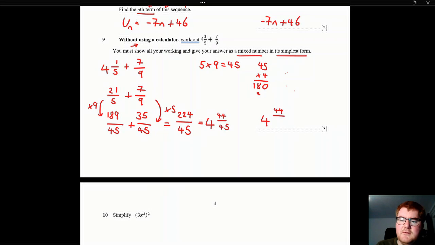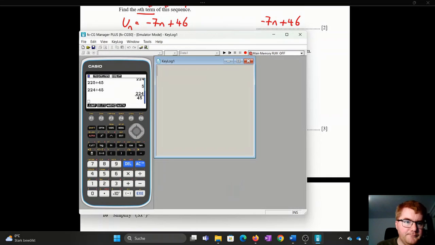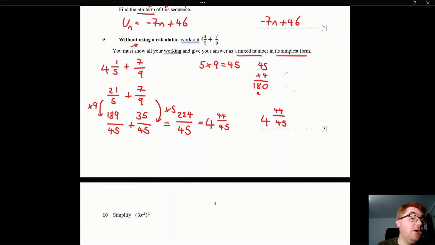Now notice, if I just typed in the original question here, so say I just typed in 4 1/5, or even we could just take the 21 over 5, that's probably easier. So using the fraction button, 21 over 5 plus 7. This is a useful exam skill here. Notice we get exactly the same answer. So it's good to check this, even though we don't use a calculator to do this and we had to show our working, which I've done for all 3 marks. Nothing stops you from using your calculator to double check you're getting all 3 marks.